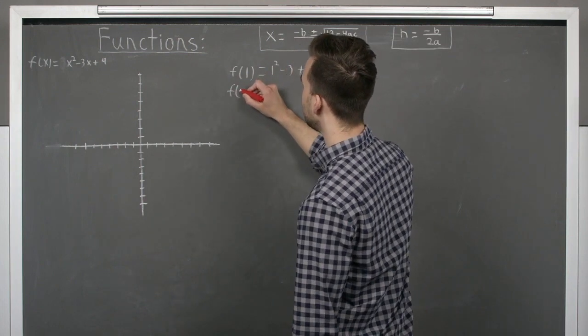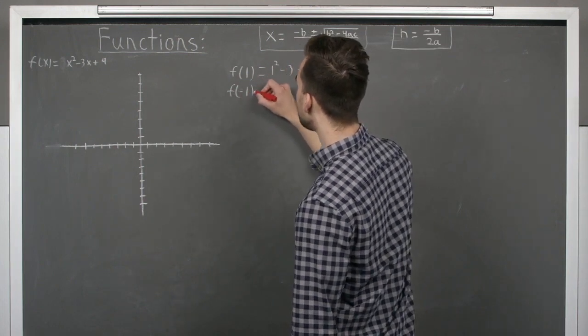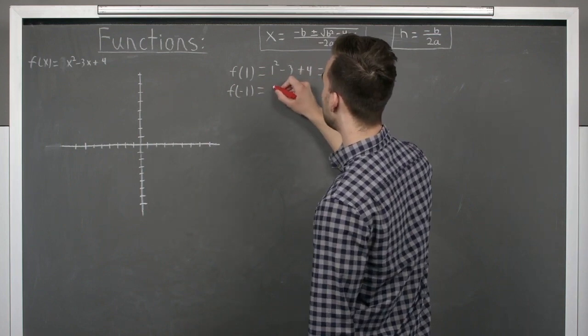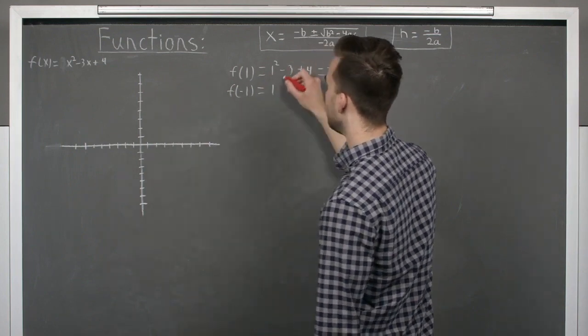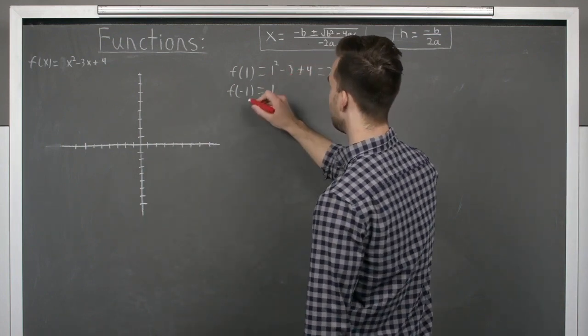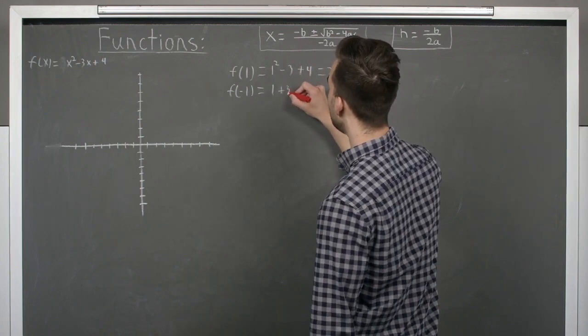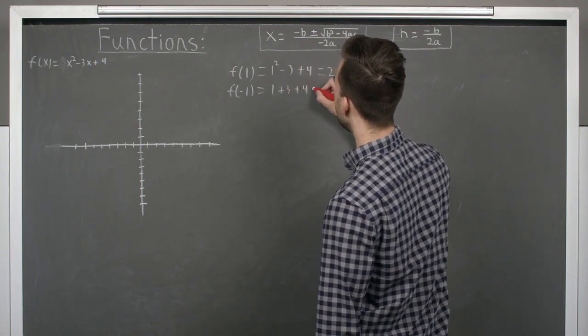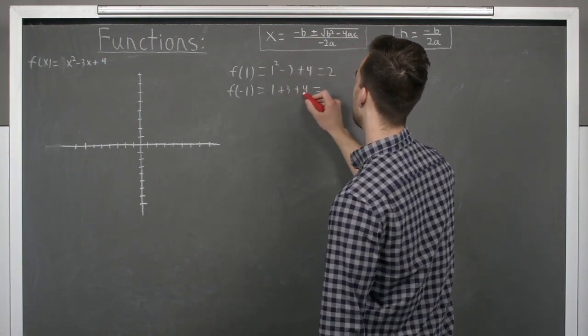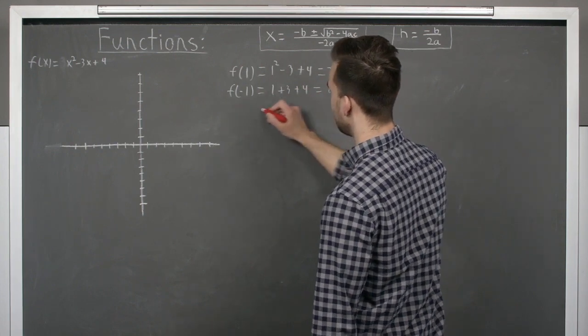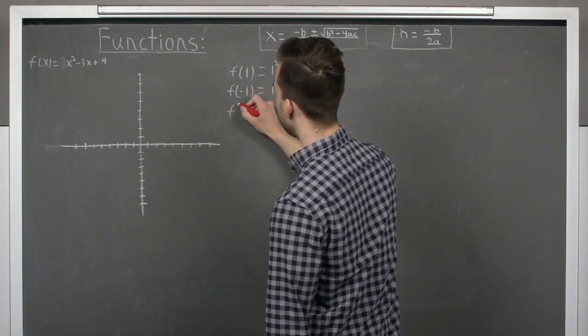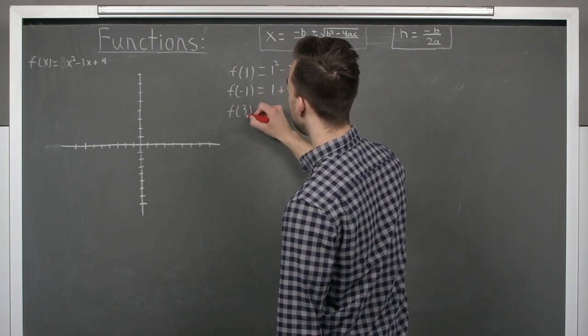And then let's do f of negative 1, which is equal to negative 1 squared is 1. Minus 3 times negative 1 is plus 3. And then plus 4 here. That gives us 4 plus 4 is 8. Let's do f of 3.